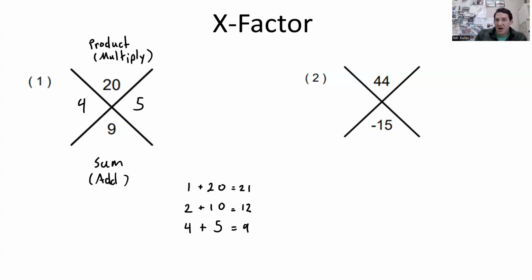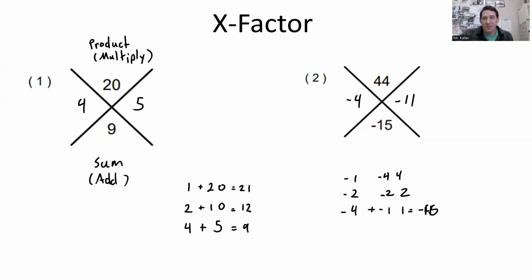So another example, 44 and negative 15. When the top is positive and the bottom is negative, that means our two side numbers are both going to be negative. So the pairs of numbers that multiply to 44 would be 1 and 44, 2 and 22, 3 doesn't work, 4 and 11. And I believe that is it. Since it's negative, they would both be negative. And the pair that is going to add to negative 15 is negative 4 and negative 11.